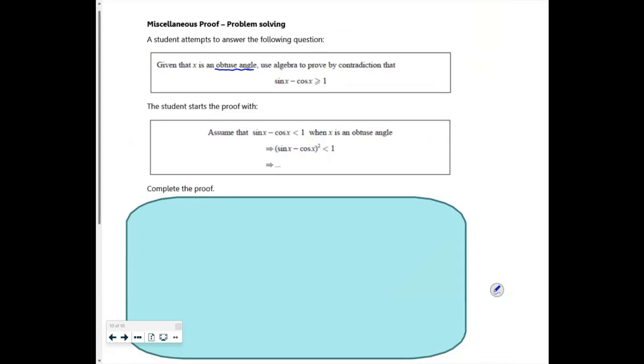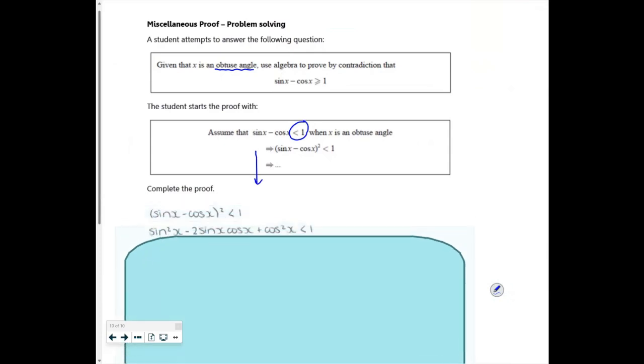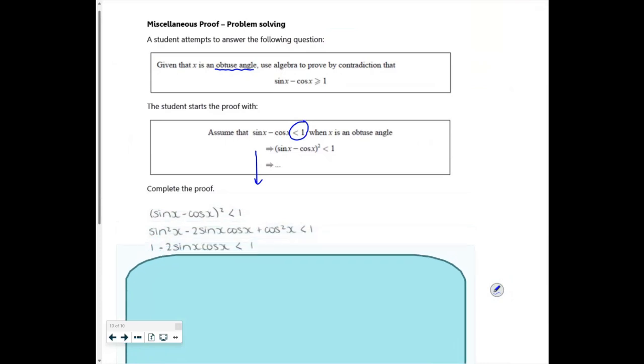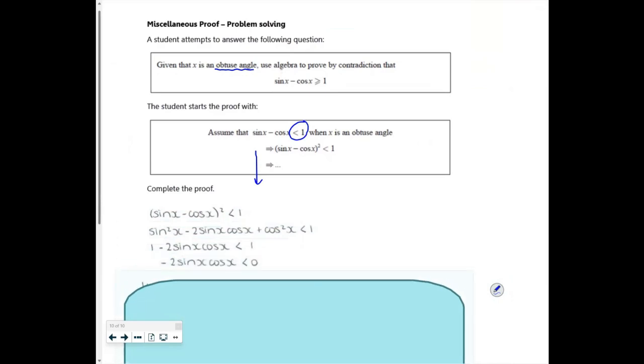Right, so I've got greater than or equal to 1. So the negate of greater than or equal to 1 is less than 1. So that's my contradiction. And if you look, they start to square it. So let's follow it through. Absolutely no idea where this is going to go. So let's follow this through from here now. So I'm going to expand the brackets. So sine squared plus cos squared is 1. So then I get to a point where I get that there.